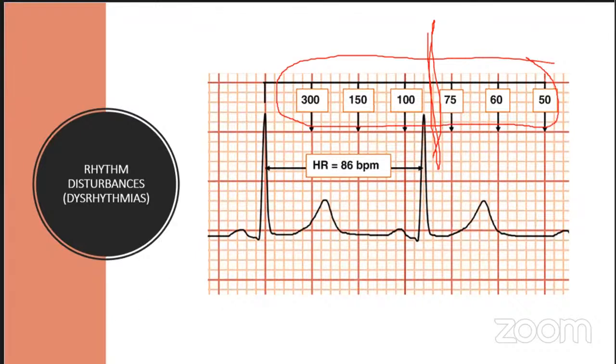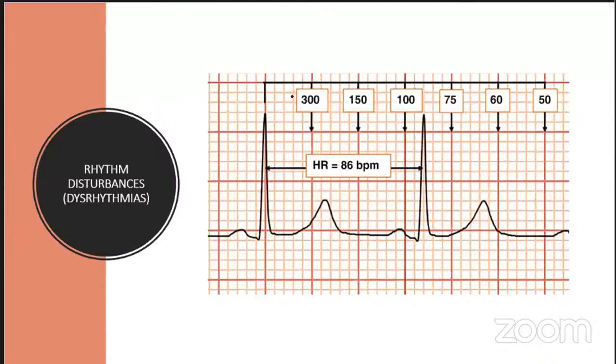So again, I'm not going to go into breaking down why it is these particular numbers. All I need you to remember is these numbers. Now, the first thing you're going to do when you're trying to estimate the patient's heart rate is look for a QRS complex that falls on a thick line.